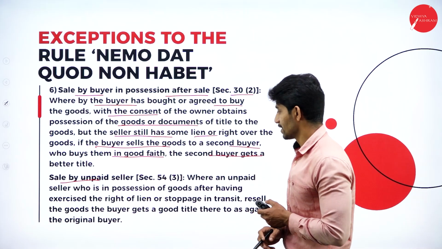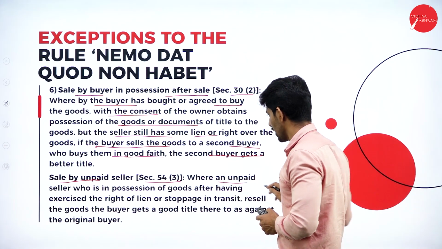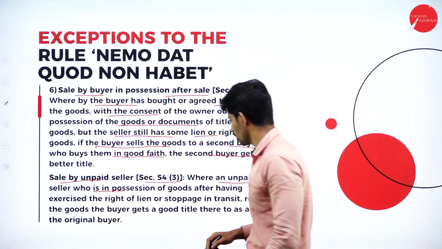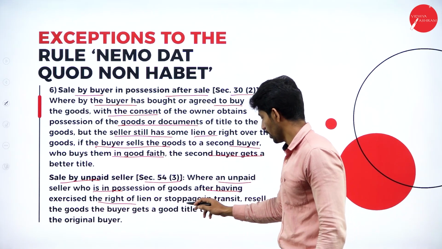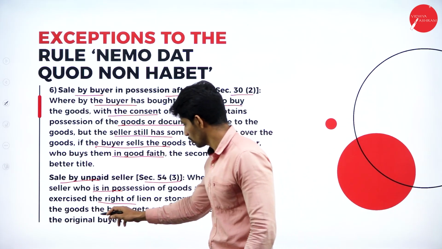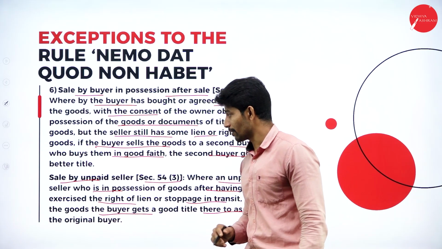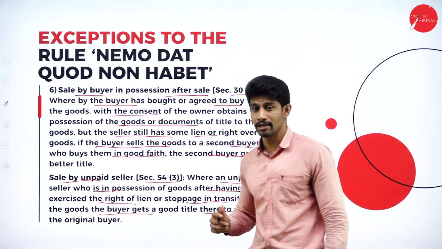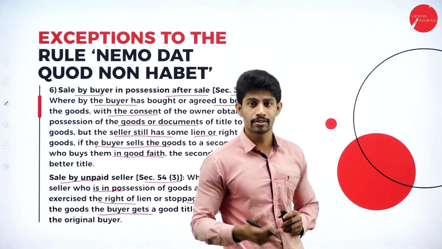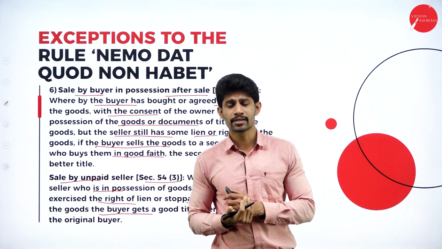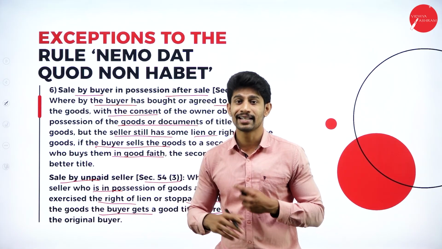Sale by unpaid seller, Section 54 subsection 3. Where an unpaid seller, who was in possession of the goods after having exercised the right of lien or stoppage in transit, resells the goods, the buyer gets a good title there too, as against the original buyer. Sometimes if some people fail to pay the EMI, what will the bank do? The financial institutions take back whatever product the buyer purchased, they seize that product and they resell it.